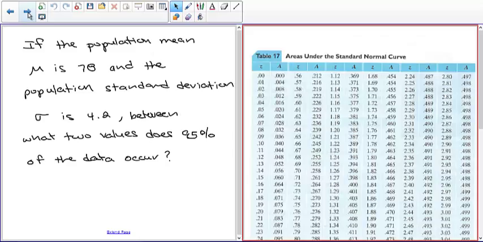So the first thing we're going to do is go back and do a problem like we did for Chapter 12, Section 5, and also the end of the project, because those were all about population. When we did Section 12.5, we were talking about population means and population standard deviations. So if I said, given the population mean is 78 and the population standard deviation is 4.2, between what two values does 95% of the data occur? That 95% is the percent or probability that you're going to be between two values, or the area underneath the curve. That's what this table represented.